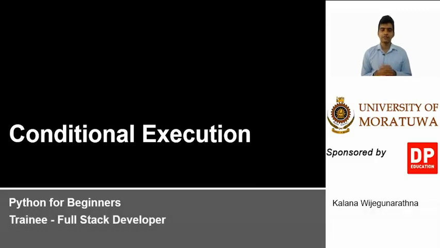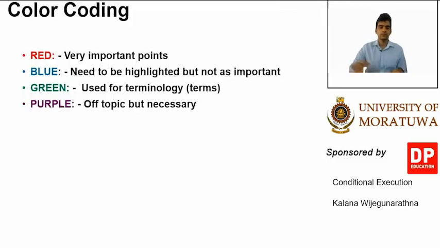Hello everyone. Thus far in the Python for Beginners course, you have been looking at simple, sequential programs and operators used to write them. But let's try and make our programs a bit more intelligent and exciting with conditional execution. This is a standard color coding we will be using throughout the presentation.